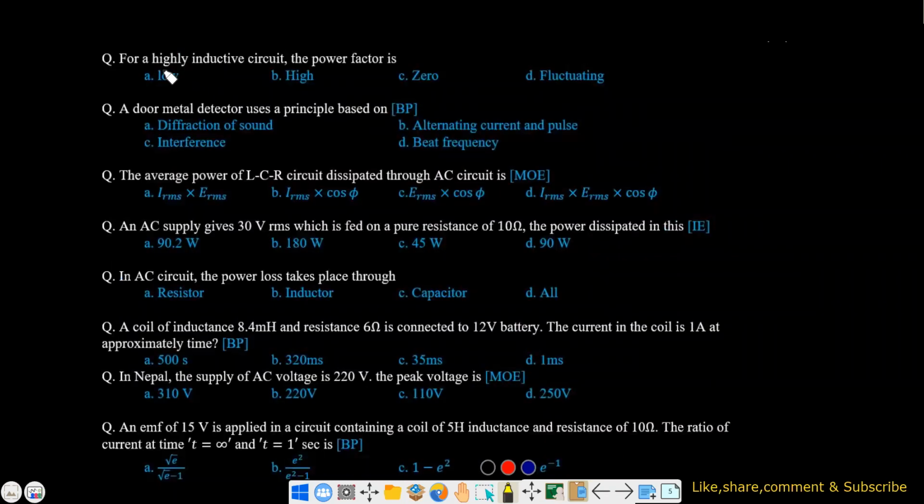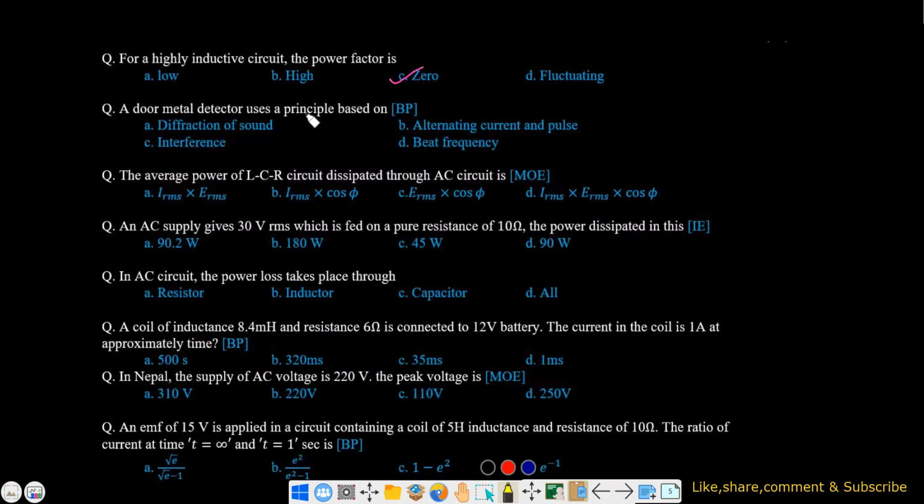Okay, so this one is for a highly inductive circuit. The power factor is highly inductive. Be careful. Highly inductive is like an inductor. Inductor मा के हुन्छ power factor? Minimum हुन्छ, अझ 0 हुन्छ. Highly inductive को केसमा is going to be 0. Okay.